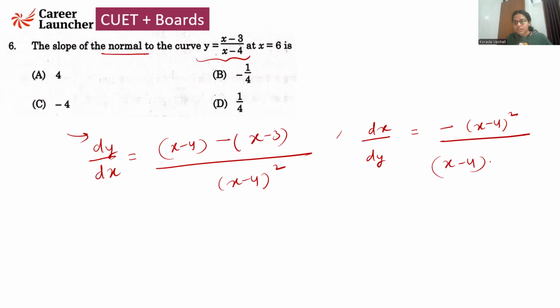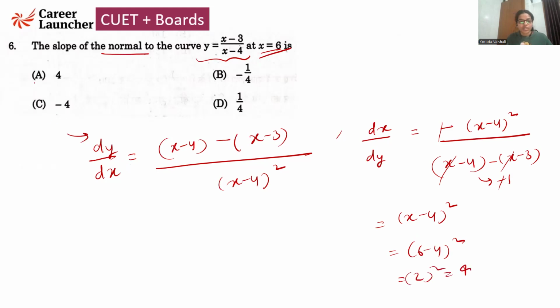I'm just simplifying the expression. I can cancel out my x. And what I have is a negative 1 in the denominator, and I'm canceling out that negative sign as well. So what I'm left with is (x minus 4) whole square, but we need to calculate it at x equal to 6. Let us substitute that value: 2 square, which is 4 over here. So option A is the right one.